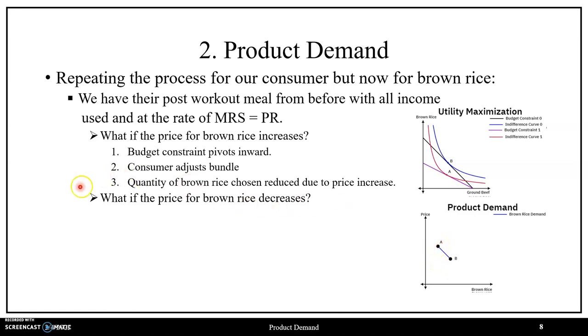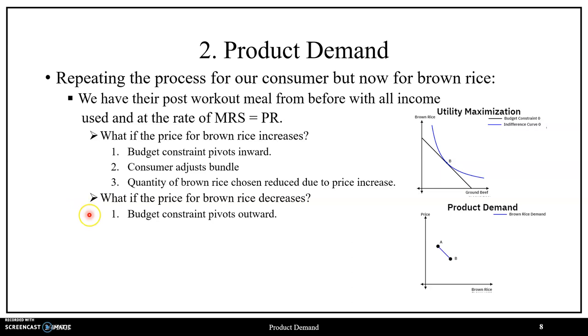Then now let us pose the opposite case. Suppose we have our original utility maximized bundle, point B, but then the consumer goes to the grocery store and observes that brown rice is now on sale. With brown rice now being on sale, that means the price has decreased. With a decrease in price, with the same amount of income, they now have a greater amount of options available to them in terms of purchasing brown rice.